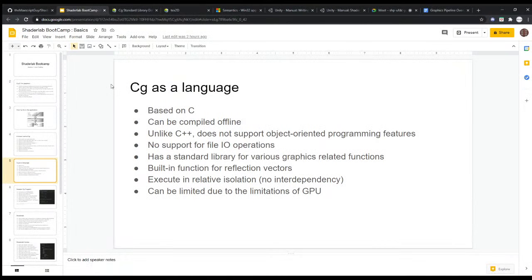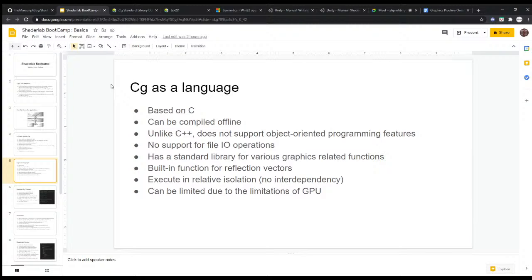Awesome. And then one interesting thing that we will use later on, but not now, which is reflection vectors. We have a function for reflection vectors, which means if you want to do some calculations on the incident ray and the reflected ray and all that stuff, you just have to call a function for that. So no need to do some mathematics. Cg is pretty much capable of that.